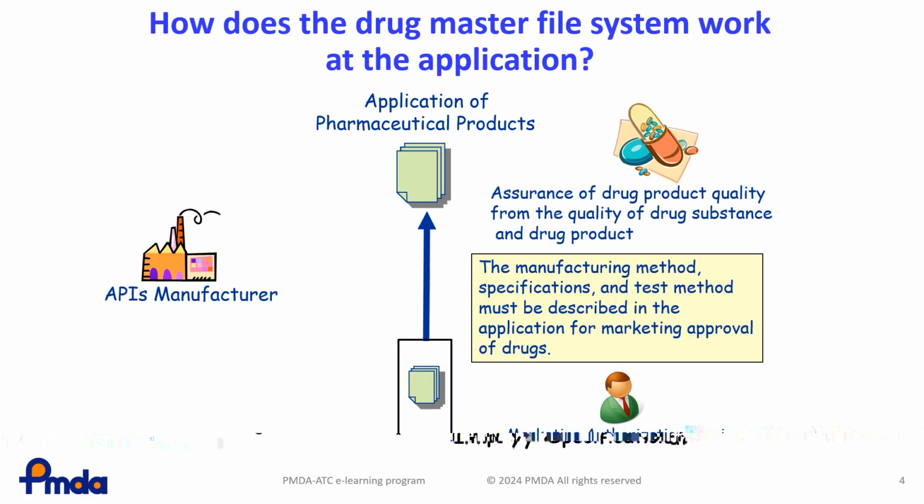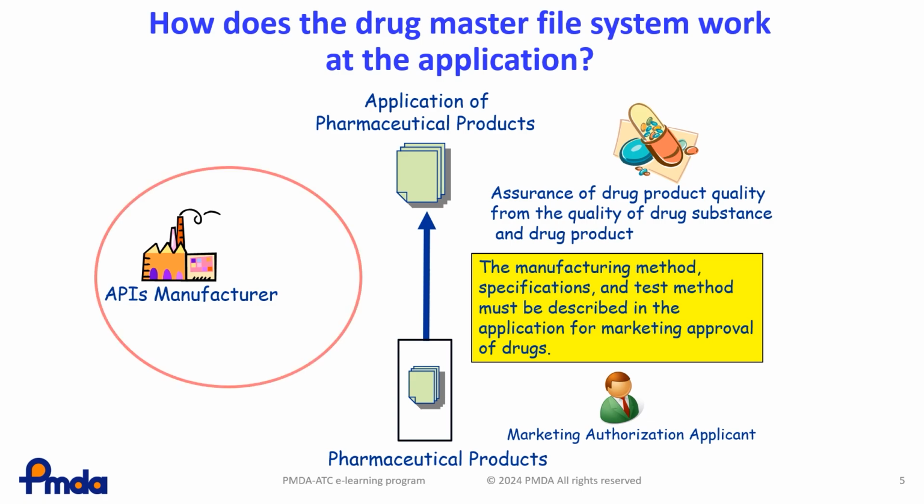This slide shows how the Drug Master File System works at the application for marketing approval of pharmaceutical products. In the application dossier, the manufacturing method, specifications, and test methods, storage method, and shelf life of the pharmaceutical product, as well as the API, should be described.